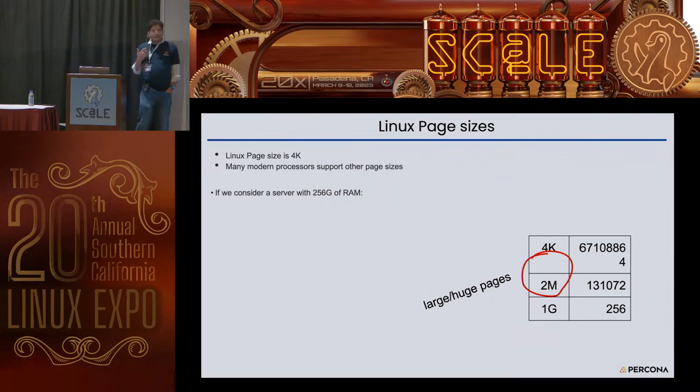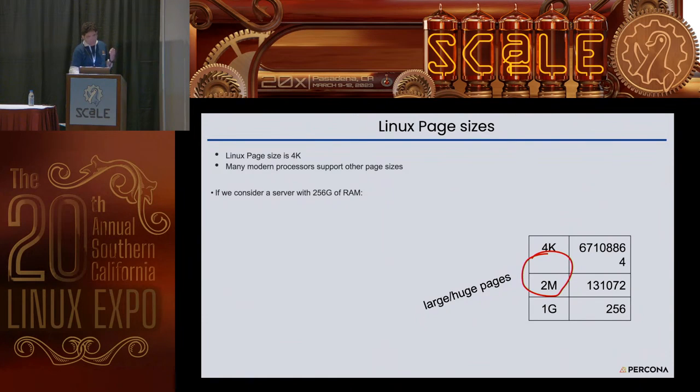Linux page size is 4K, right? So when you write that information, it is written in 4K pages. But modern database systems and Linux have some bigger pages, and those are called huge pages, right? Linux supports that.